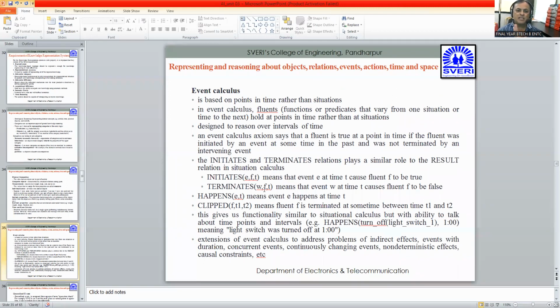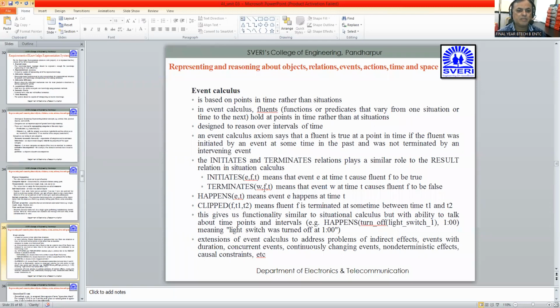The event calculus axiom says that a fluent is true if the fluent was initiated by an event which started some time before in the past and was not terminated. Understanding is somewhat difficult, but you have to manage because these are new concepts.